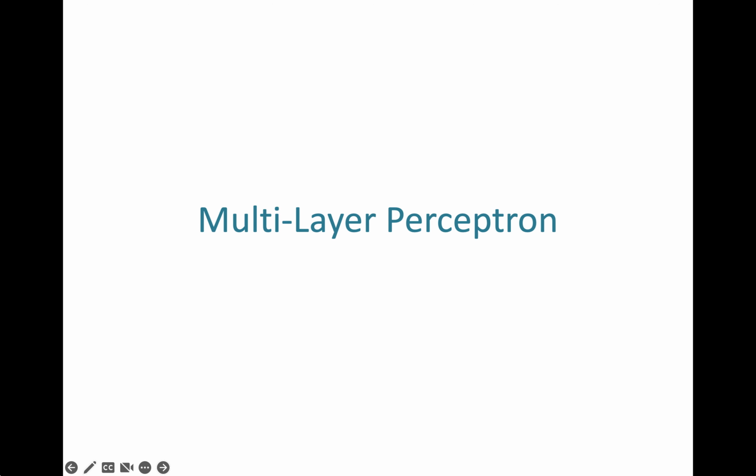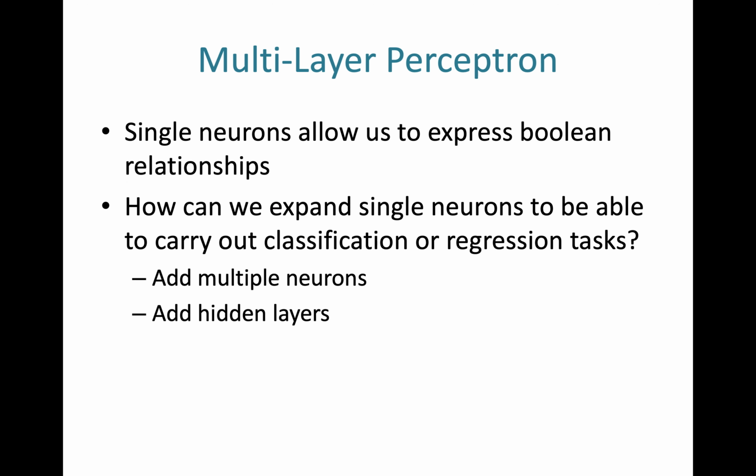Okay, so let's move on to the multilayer perceptron. We've shown that single neurons allow us to express very simple relationships, like the implication function, the different types of Boolean relationships that we observed that we could implement with a single neuron. But obviously, we want to be able to go beyond that. We want to be able to carry out classification and regression tasks. And that's basically going to require adding many more neurons and organizing them into different layers.